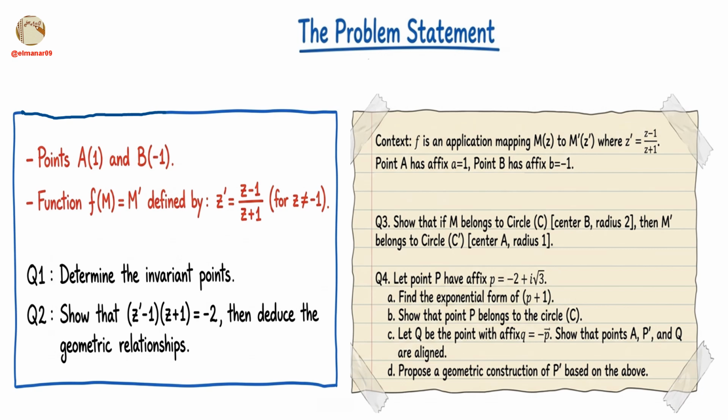Here is our roadmap for today. We have two fixed points, A and B, and a mapping function f that transforms a point M into M prime. We'll start by finding the unmoving invariant points, prove a powerful algebraic identity, and then use that identity to see how whole circles can transform into other circles. Finally, we'll walk through a full geometric construction. It's a comprehensive workout, so keep your eyes on the prize.